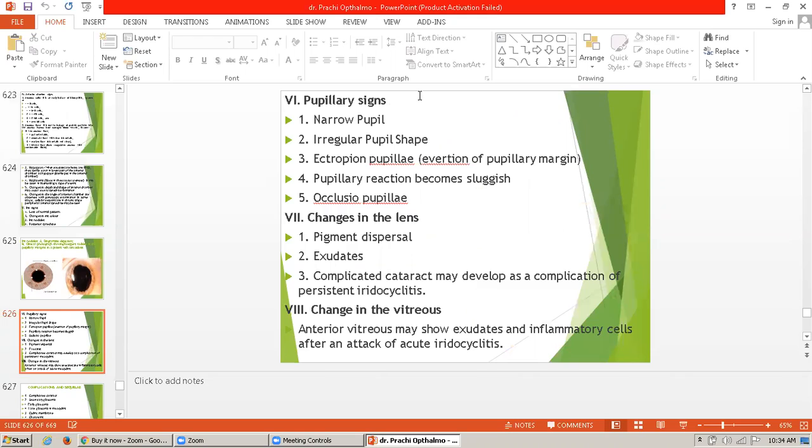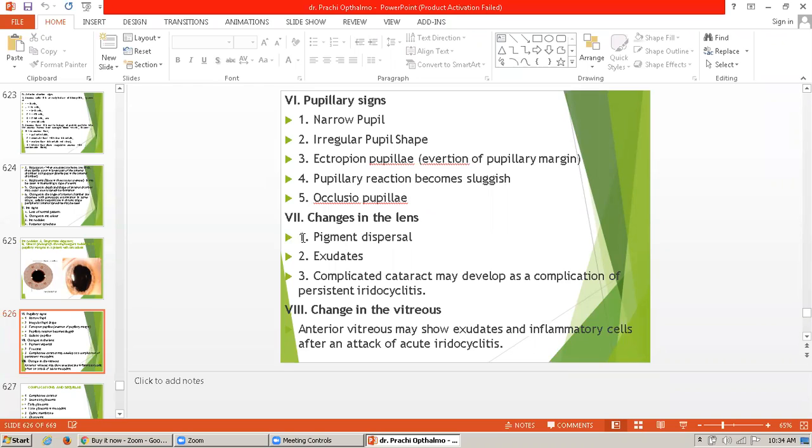Next is the pupillary signs: narrow pupil, then irregular pupil shape, ectropion pupillae, that is eversion of the pupillary margin, pupillary reaction becomes sluggish, and occlusio pupillae are the pupillary signs seen in uveitis.